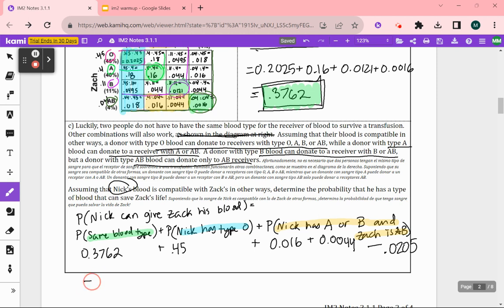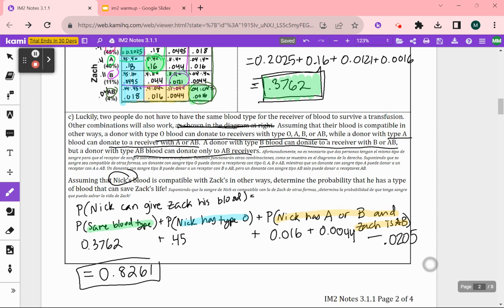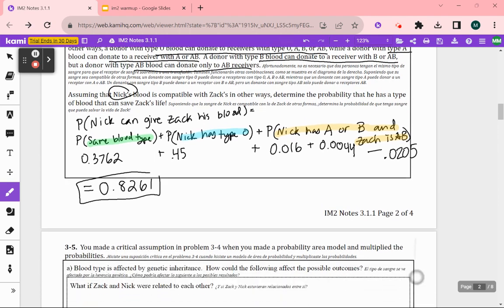Okay, let's see what this equals. This whole thing equals, I'm going to put it in my calculator. Okay, we got it. It's 0.8261. That's our probability. I'd say that's a pretty high chance. I mean, I'd like it to be 100% that they could both survive, but at least it's not 50-50.